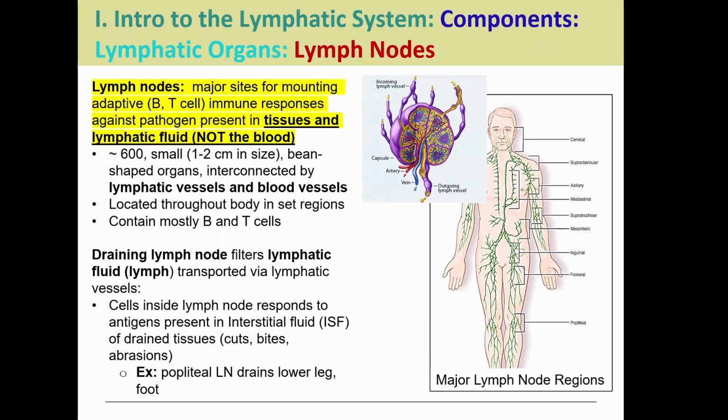And when the lymph nodes are draining, that's going to help filter that lymph, right? The lymphatic vessels bring lymph to the lymph node, and then the lymph node is going to help filter that lymph out. So the cells inside the lymph node, as fluid comes through, antigens are going to be found in that interstitial fluid. The cells there, like the B and T cells, will recognize and respond to those antigens in those fluids. For example, too, they're only going to handle certain areas. Like the popliteal lymph node drains the lower leg and the foot.